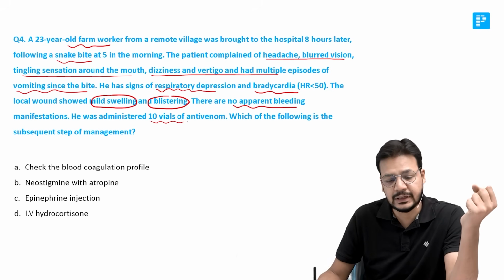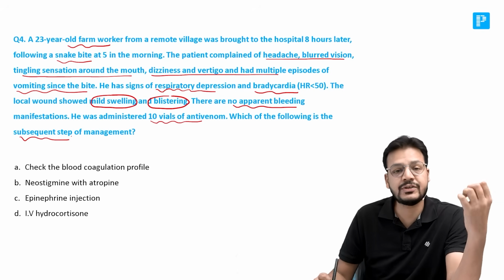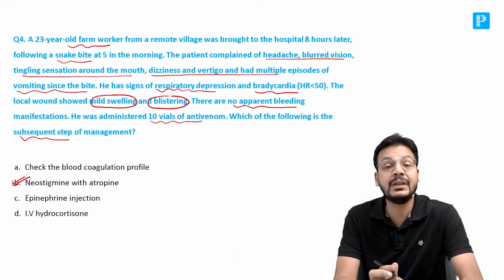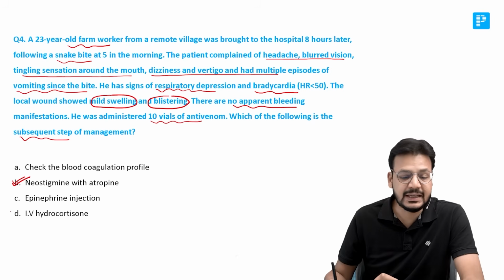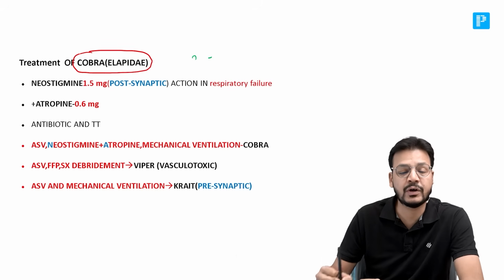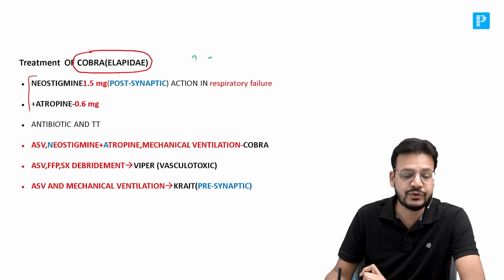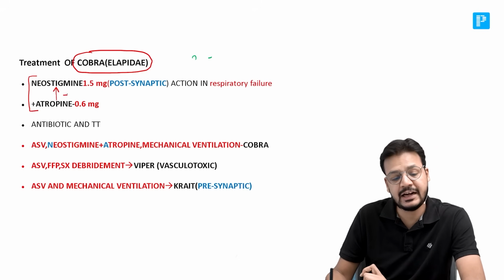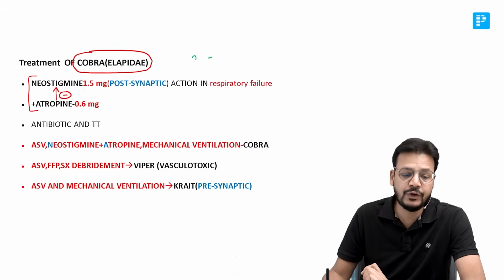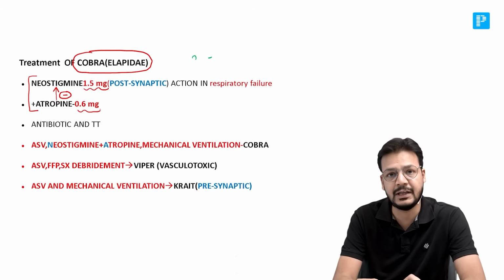He was administered 10 vials of antivenom. What will be the subsequent step of the management? So it is neostigmine with atropine. The reason is these are all features of a cobra bite, which is neurotoxic, the elapid group. And here we give neostigmine, and to counteract the side effects of neostigmine, we also give atropine. The dose of neostigmine is 1.5 milligram and the dose of atropine is 0.6 milligram.